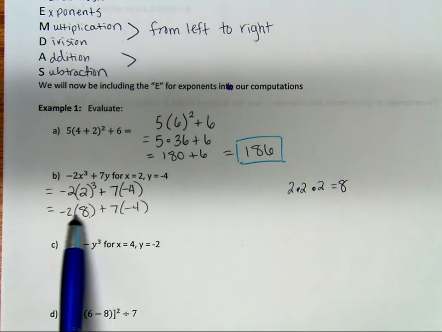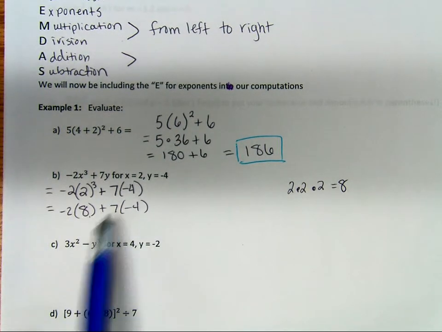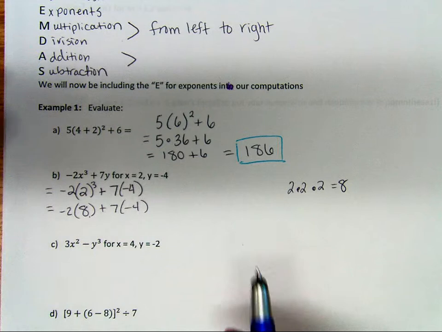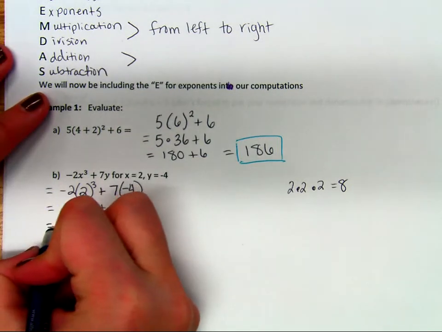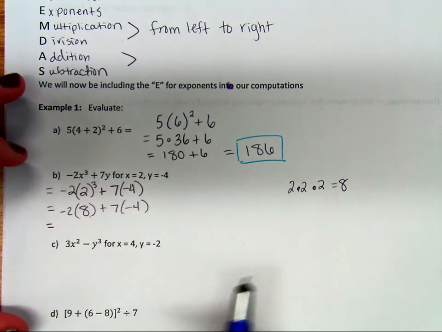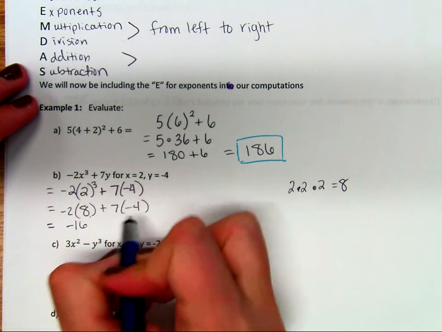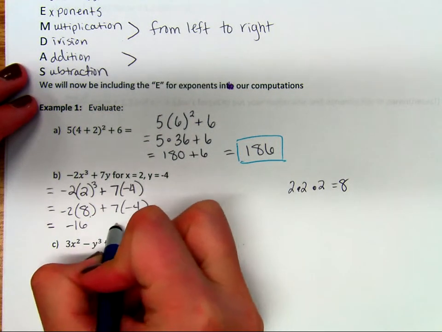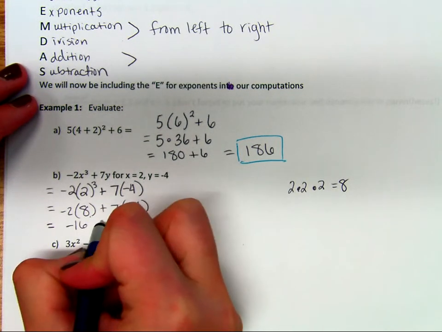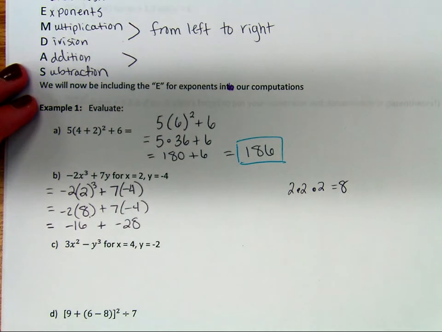Now I have some multiplication, some addition, and some more multiplication. So multiplication comes next. I can actually do both of those multiplication steps at once. I'll do negative 2 times 8. That's negative 16. And then 7 times negative 4 is negative 28. And I'm going to bring down my addition sign since I haven't used that yet.